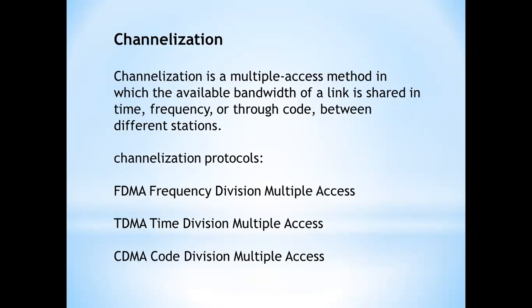Next is channelization. In this multiple access method, the total bandwidth of a common link is shared in the frequency domain and the time domain through the codes. Depending on the methods of sharing, there are three channelization techniques. First is FDMA, frequency division multiple access. Second is TDMA, time division multiple access. And CDMA, that is code division multiple access.